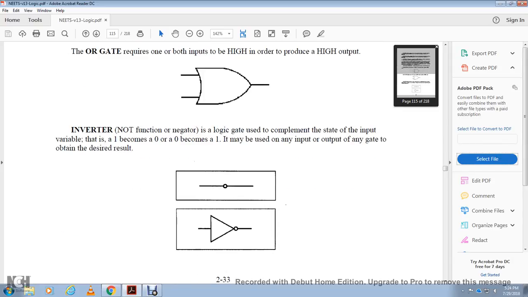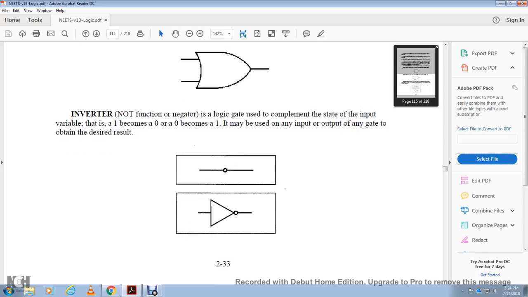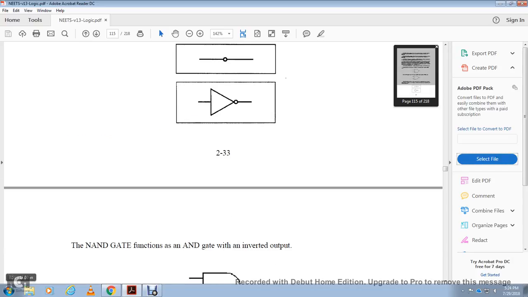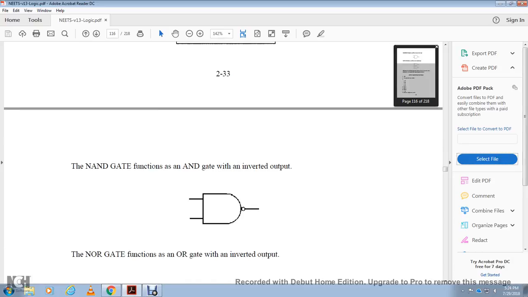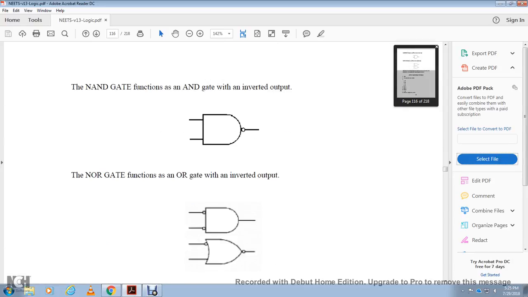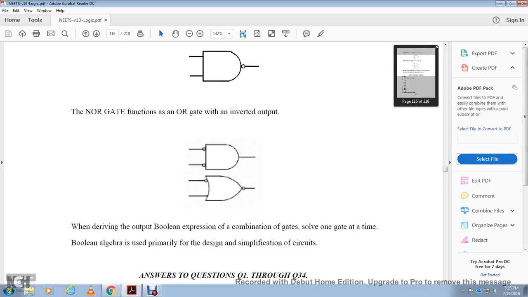All right, so here is your inverter, and the amplifier inverter on the bottom. The NAND gate has the function of the AND gate with an inverted output. They show the AND gate, the NOT AND gate, and the OR gate with the function of the inverted output. They show the NOR gate as we derive the output Boolean expression by combining the gates and solving one gate at a time. Boolean algebra is used primarily for the design and simplification of circuits.